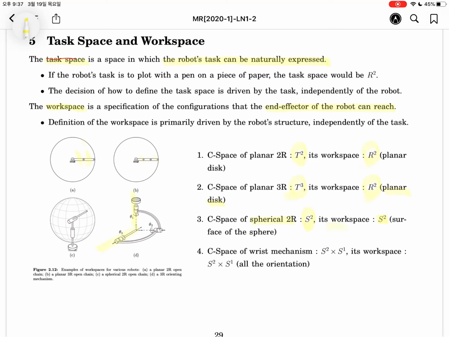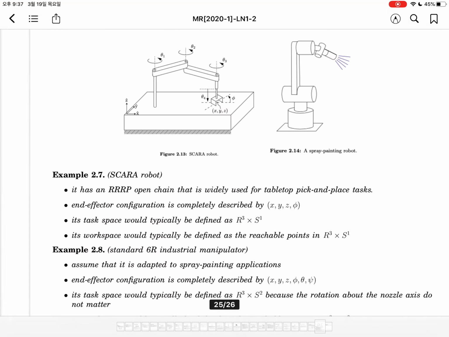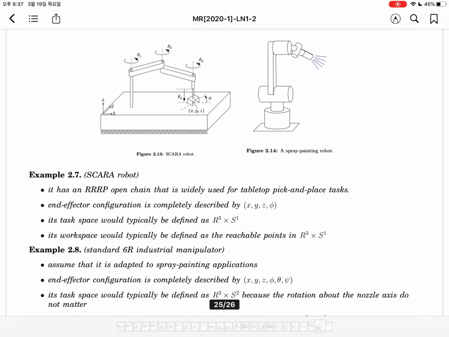Okay, the last one, the spherical wrist, where the three rotation axes intersect at a common point. This kind of wrist mechanism is described by using S2 times S1. Longitude and latitude are required, so S2 is required, and one more rotation will be added to express the wrist mechanism. Its workspace is the same, S2 times S1.